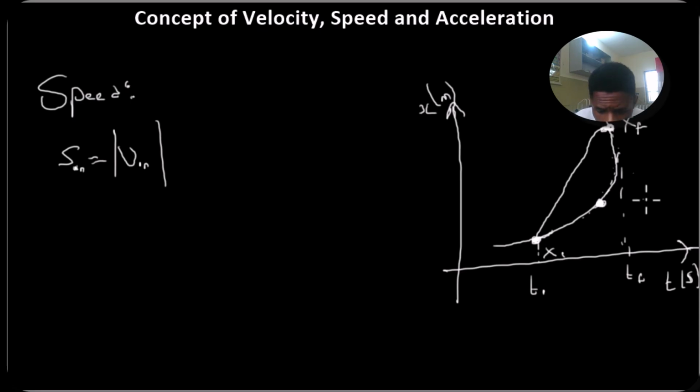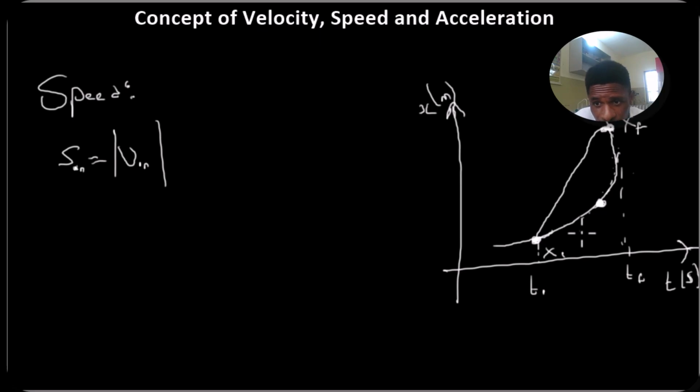But for speed, I only want to check the speedometer and get the speed only, get the magnitude. That is, when I look at my dashboard, I'm only seeing 80 kilometers per hour, and that accounts for my speed. So when we're asked to calculate for instantaneous speed, we calculate for instantaneous velocity instead.